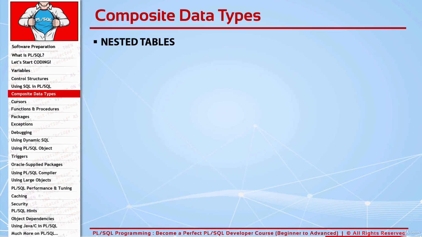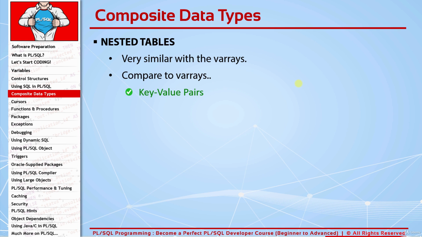Hi, in this lecture we will learn about nested tables. Since you already learned VARRAYs, now you are familiar with collections, so it will be easier to understand. Now let's start with the similarities and the differences of nested tables and VARRAYs. They both have key value pairs as they are both collections.